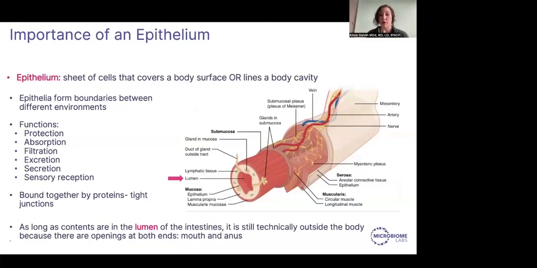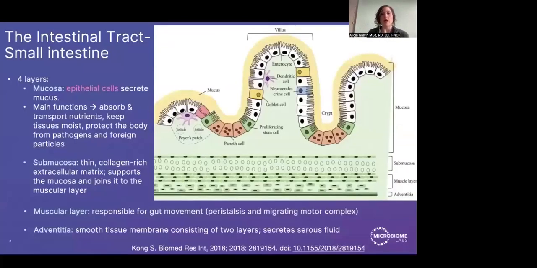So when we have that breakdown, that's when we are allowing perhaps things that shouldn't be getting into circulation or shouldn't be getting into our bodies. If they are, then that could be triggering some issues. And then again, like I mentioned, the lumen has all the commensals and sometimes pathogens, depending on the situation. All right, so let's go through the small intestinal tract, looking at the various levels of the intestine.